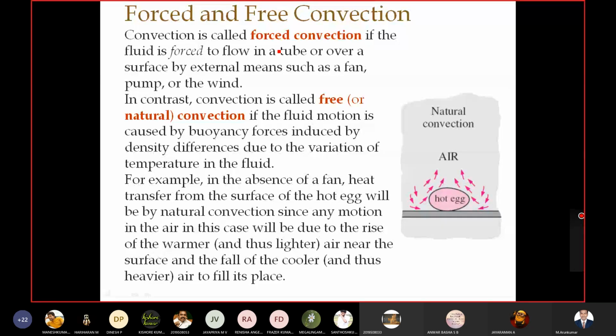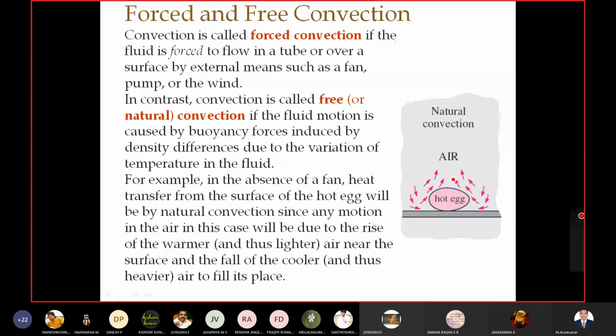Because of the density difference, the air surrounded by the hot egg gets less density compared with the surrounding air molecules. So this will get circulated in the surroundings. Then the hot egg will naturally cool with free convection, or natural convection.